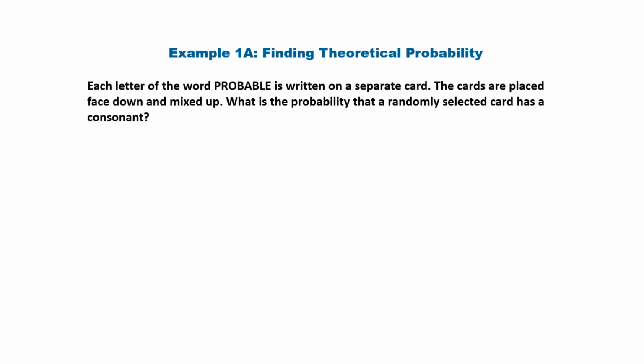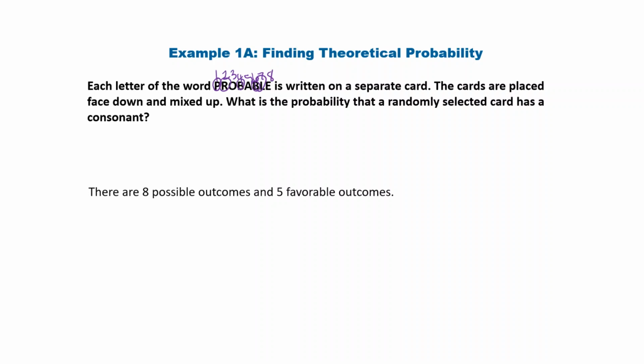The first question says, each letter of the word probable is written on a separate card. The cards are placed face down and mixed up. What is the probability that a randomly selected card has a consonant? All right, so what's the first thing we should do? Well, the first thing we need to understand is that there are 8 possible outcomes. How did I find that? I know that this is 1, 2, 3, 4, 5, 6, 7, 8 letters in all, and 5 of them are consonants. 1, 2, 3, 4, 5.